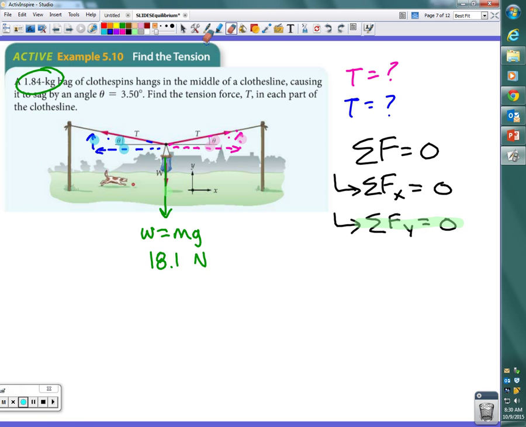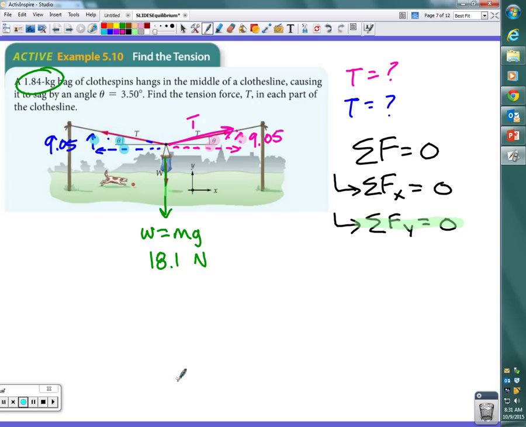So that means that this one has to be 9.05, and this one has to be 9.05. Okay? However, is that what this question asked us for? The question actually asked us for what? The hypotenuse, right? This is not the tension. That's a component of the tension, specifically the vertical component of the tension. Okay? But we need to find the tension, right? Pink T.